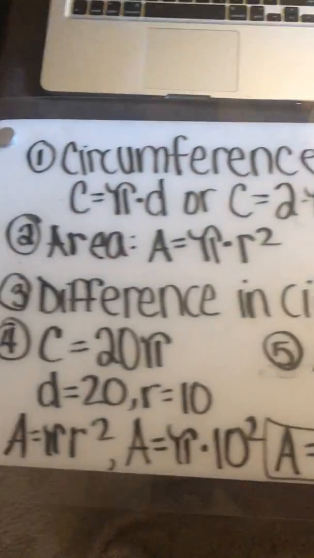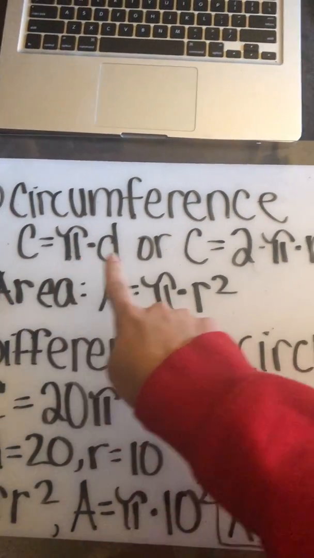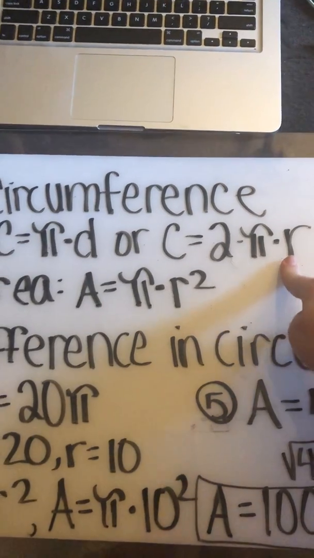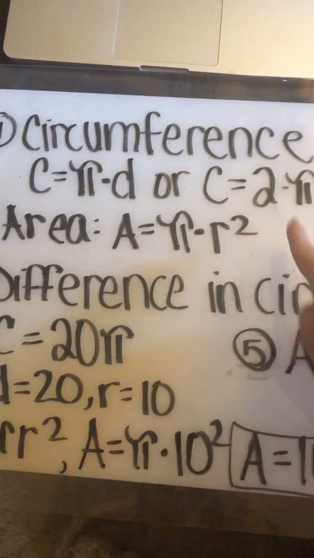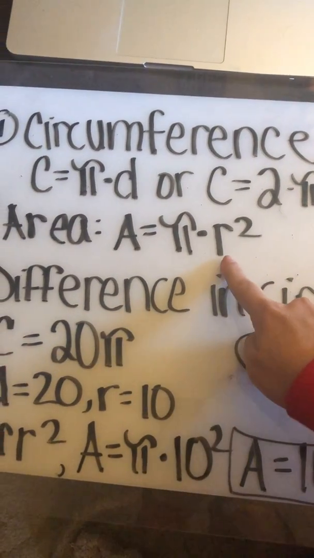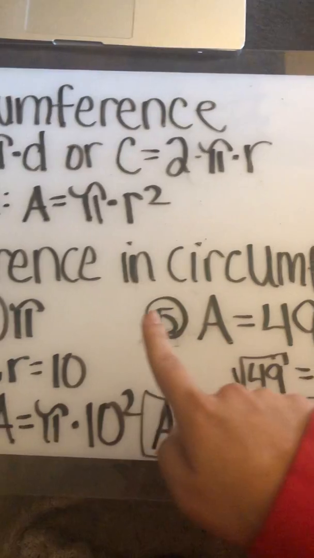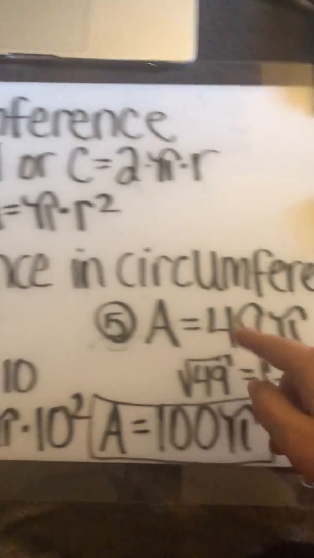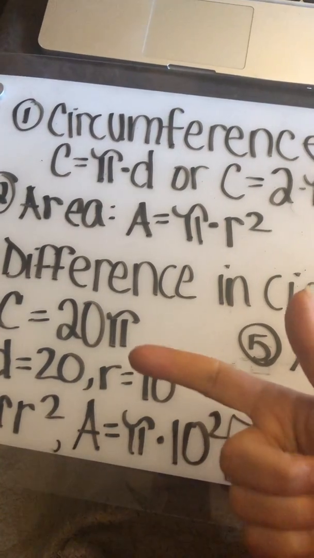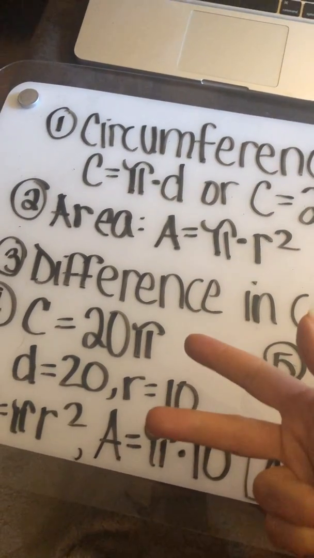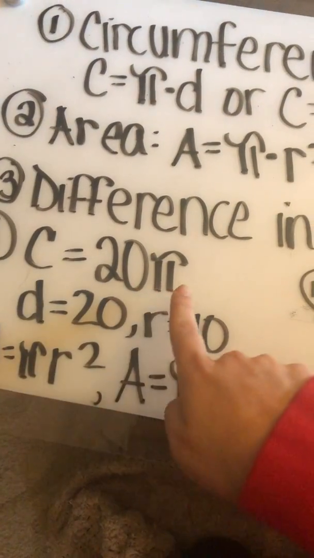Okay, so for your evidence, first question, you're going to be asked to find a circumference. You use either one of these formulas depending if you are given a radius or a diameter. Second question, area. This is the formula you need to use. Plug in your value, round to the nearest tenth. Question 3, you're finding the difference in circumferences. So you have to find the circumference of the first figure, the circumference of the second figure, and then you subtract them for your final answer.